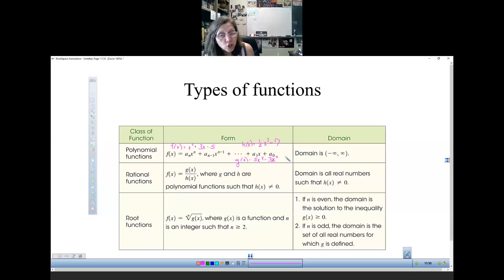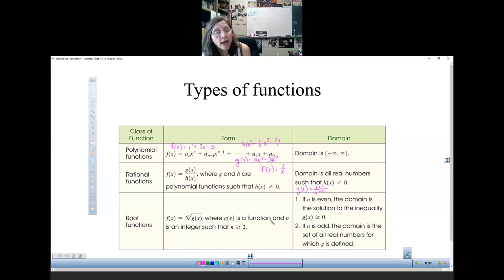A rational function is a function that involves a fraction and has a variable in the denominator. So it might be f of x is equal to 3 over x. That's a rational function. It might be g of x is equal to x plus 1 over x minus 5. That's a rational function.